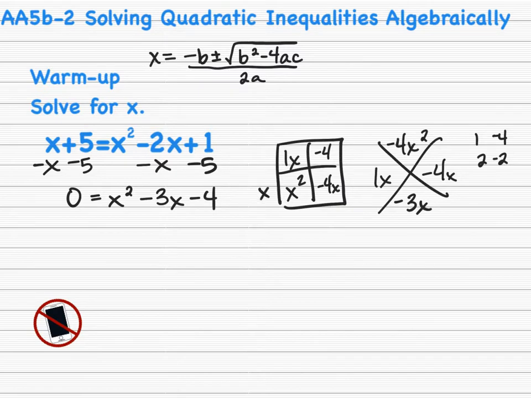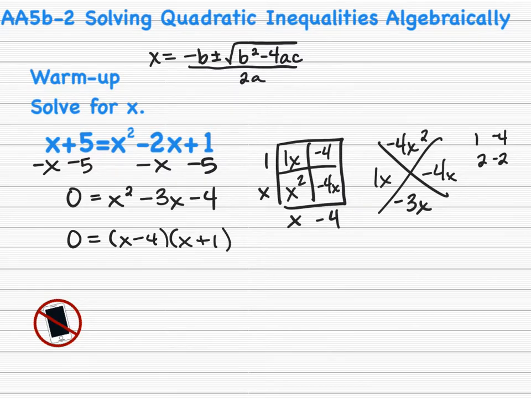So I'm going to take out an x, and then I figure out what times x is going to give me x squared. That is also x. What times x is going to give me 1x? That is 1. And then x times negative 4 is going to give me negative 4x. And then I always want to double check that this number, negative 4 times 1, is going to give me this number. And it does. So my factored form is 0 equals x minus 4 times x plus 1.